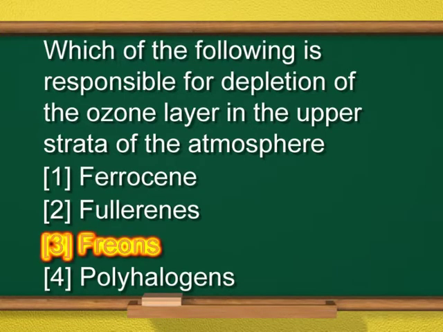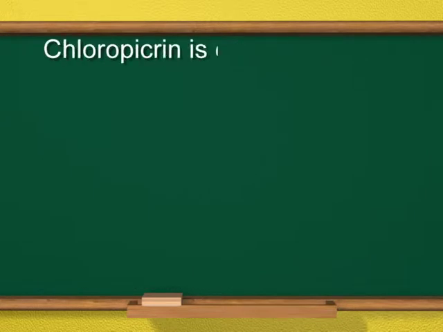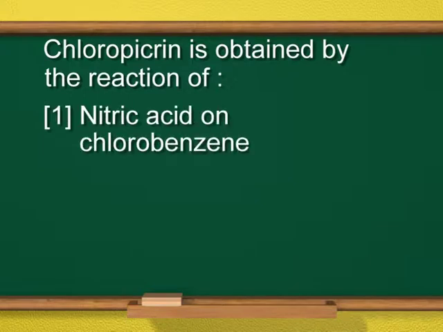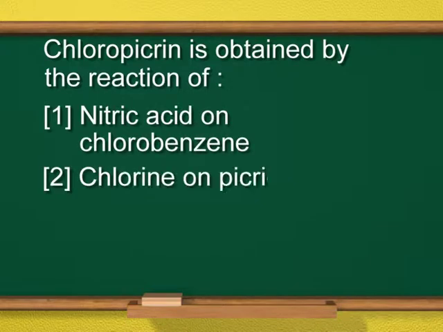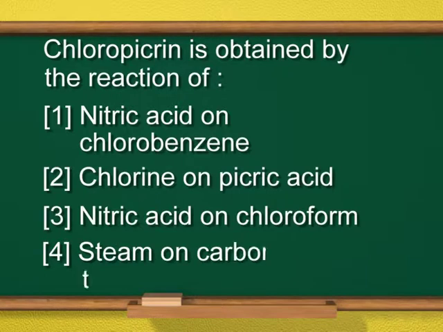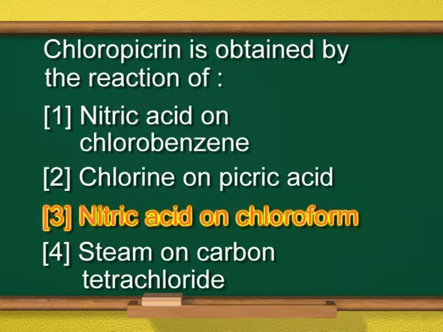My next question, chloropicrin is obtained by the reaction of nitric acid on chlorobenzene, chlorine on picric acid, nitric acid on chloroform, steam on carbon tetrachloride. The correct answer is nitric acid on chloroform.